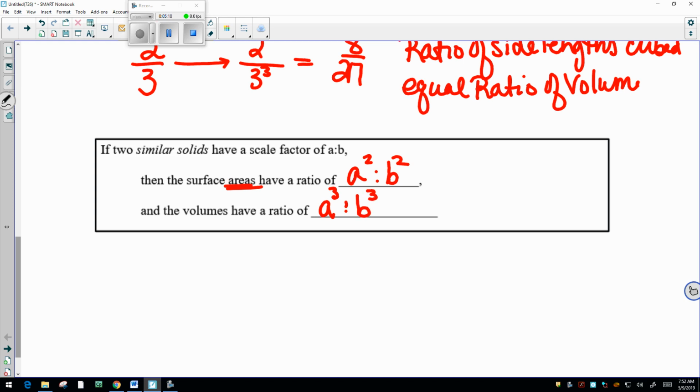And I think about your units. In area, you would have units squared, and in volumes, you would have units cubed. So if you can remember that, make that connection, that's going to help you with that scale factor.